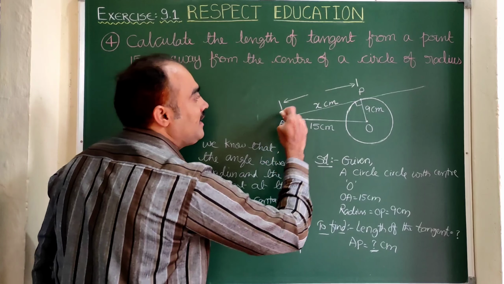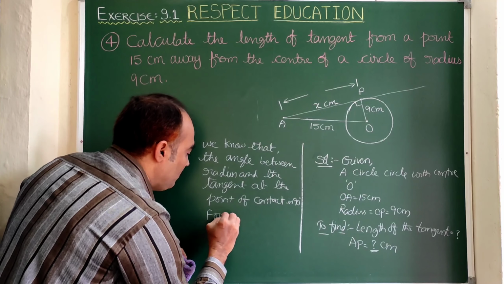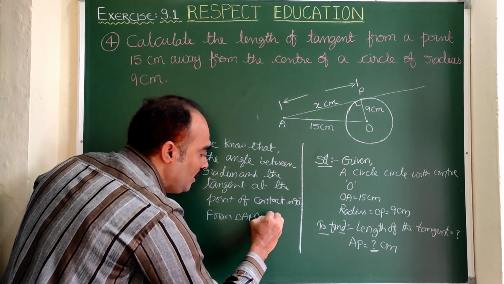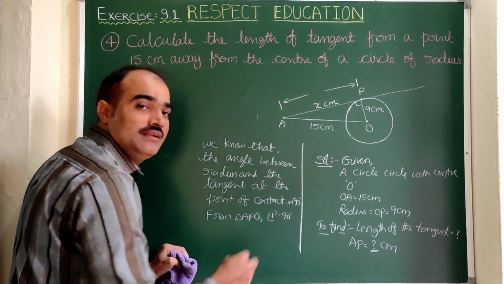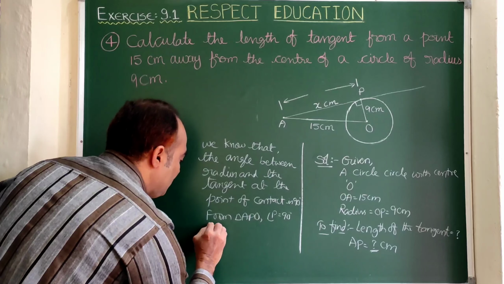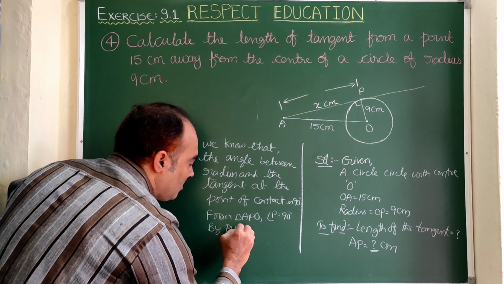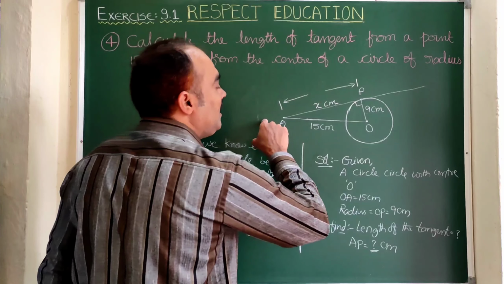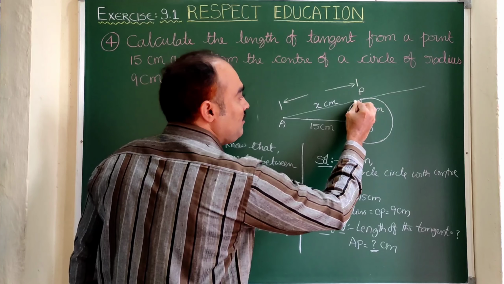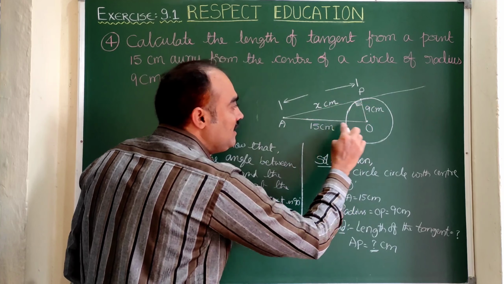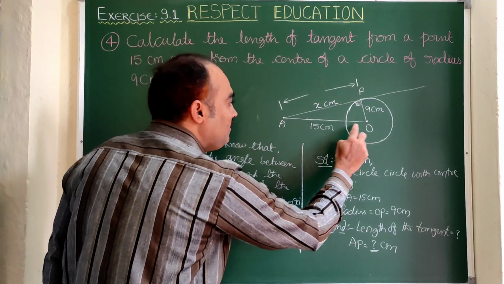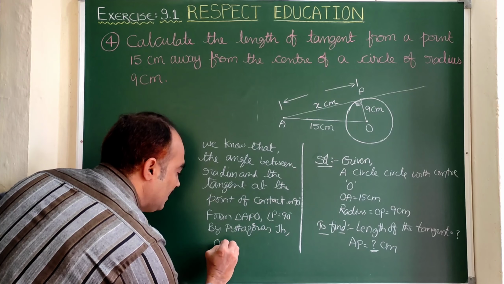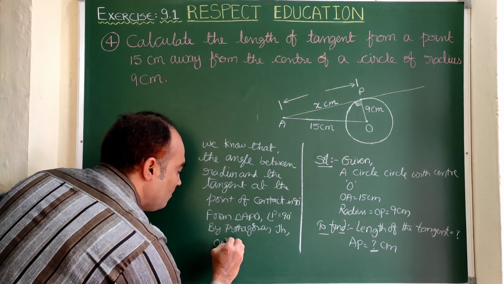So we can take the triangle APO. From triangle APO, since angle P equal to 90 degrees, we can use here Pythagoras theorem. So let us write, by Pythagoras theorem, the square of the hypotenuse, here you see, since angle P is 90 degrees, AO is the hypotenuse. So we should write OA square is equal to OP square plus AP square.